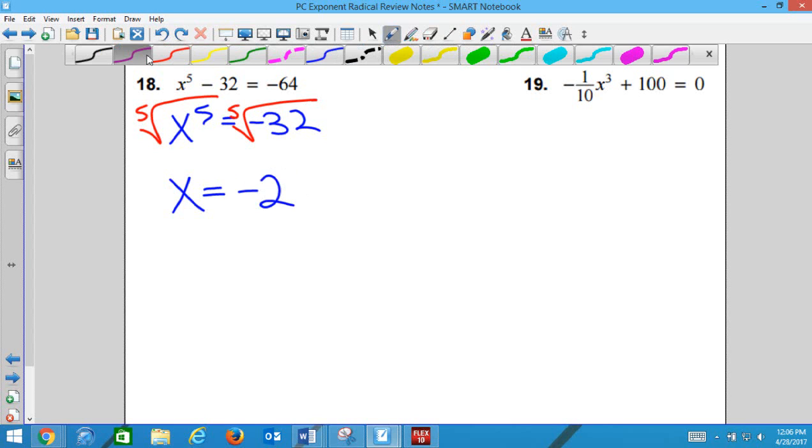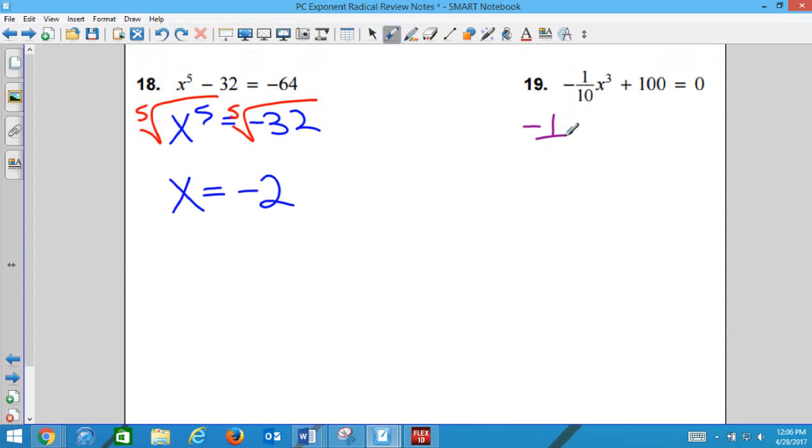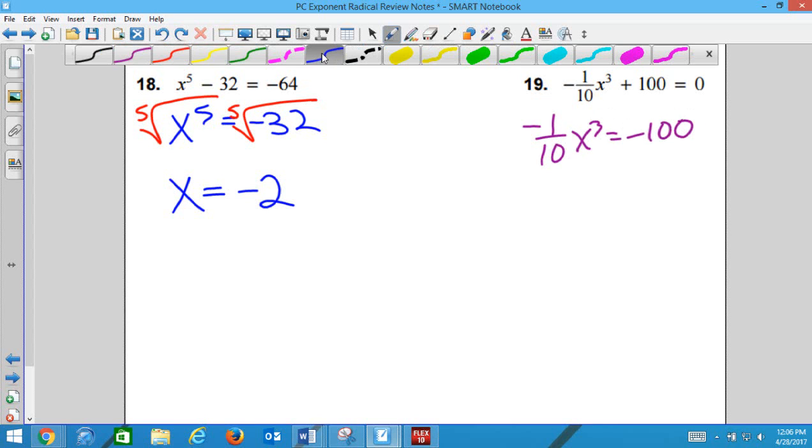This one over here, we're going to take away the 100. We're going to multiply both sides by negative 10.